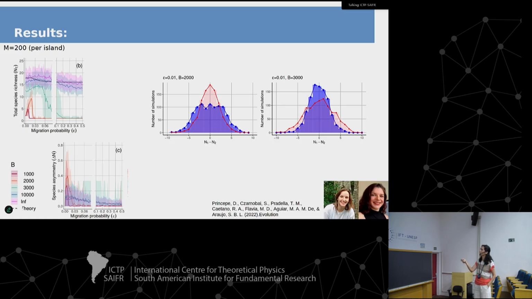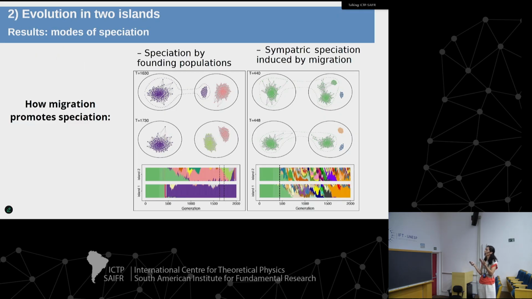Here's the histogram for the different number of species, the richness, the number of species from one island minus the other island. So what we have from our simulation at this plateau is more often asymmetry than expected by random. And with that, we went again to our videos to understand what was going on.